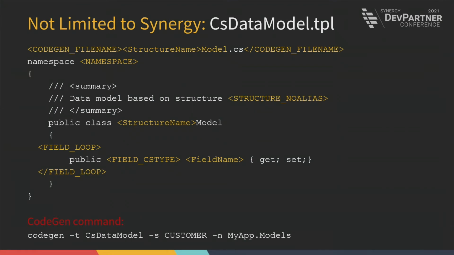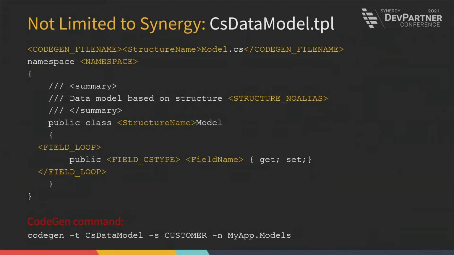This really is just to make the point that nothing in CodeGen limits you to producing DBL code or Synergy code. So this is an example of a template file, which is very similar to the one we just looked at, but the base code in the template is C#, not DBL. So we're doing exactly the same thing. We're injecting a namespace. We're injecting the name of the class. We're iterating through the fields in the class. We've got braces instead of begins and ends.